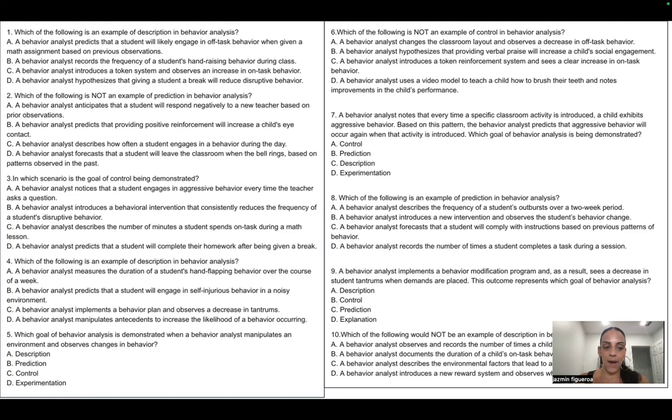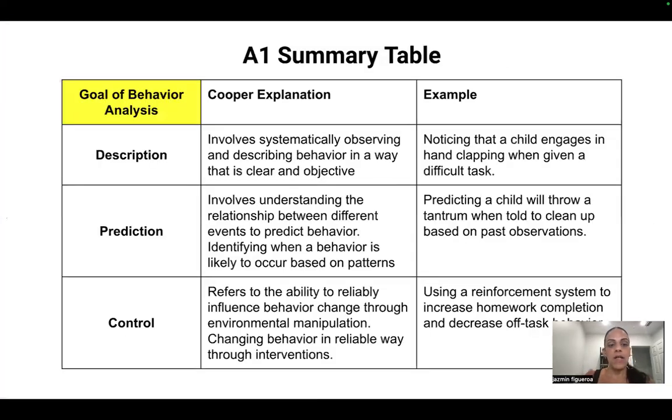Now, the reason why I was a little hesitant about this question is because I thought it may be between D and C, so control and experimentation. Now, the reason why the answer is C, control, and not experimentation, is because experimentation is not a goal. There are 3 goals, which are description, prediction, and control. Experimentation is not a goal of behavior analysis. Therefore, the answer is control.